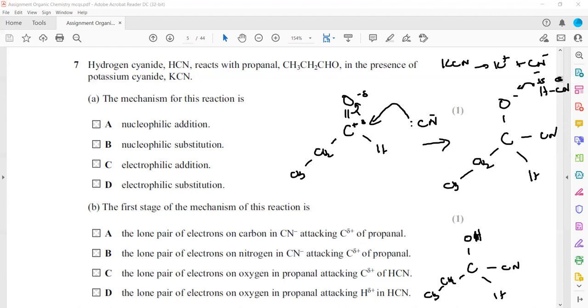So what is the mechanism of this reaction when we compare? First, either it is electrophilic or nucleophilic: the reaction started by attacking on the positive center. When it attacks on the positive center, it means it is nucleophilic. So it cannot be C or D. Then we have to identify whether it is addition or substitution. You can see all the reagents are added, nothing being removed or displaced. So it means it is a nucleophilic addition reaction. Is this question clear?